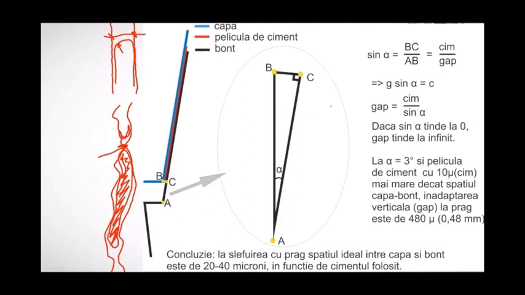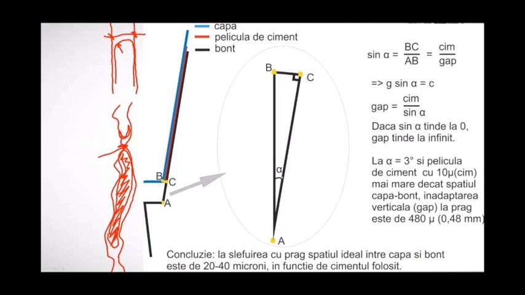So sine alpha is BC over AB. This is regular, simple mathematics, right? It's nothing special: the cement divided by the gap. Gap is G, cement is C. So G sin alpha equals C, and the gap is the cement divided by the sine of alpha.